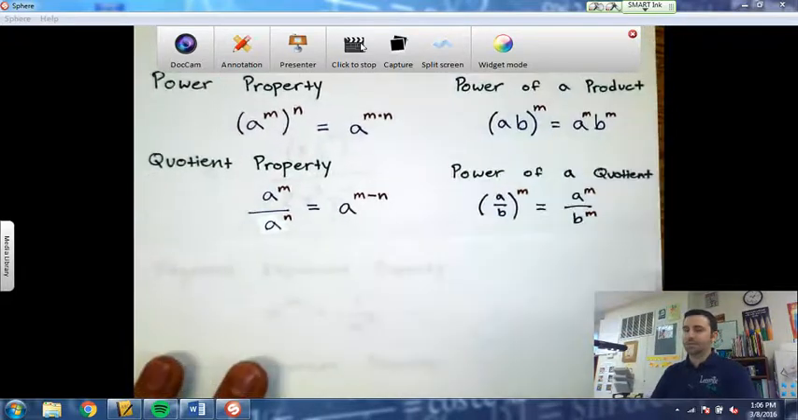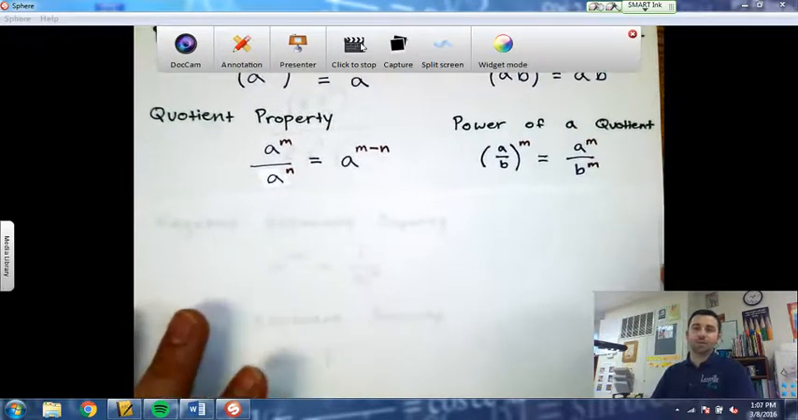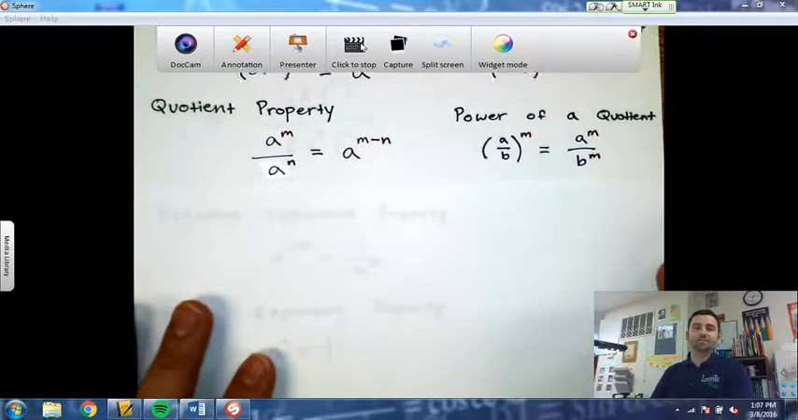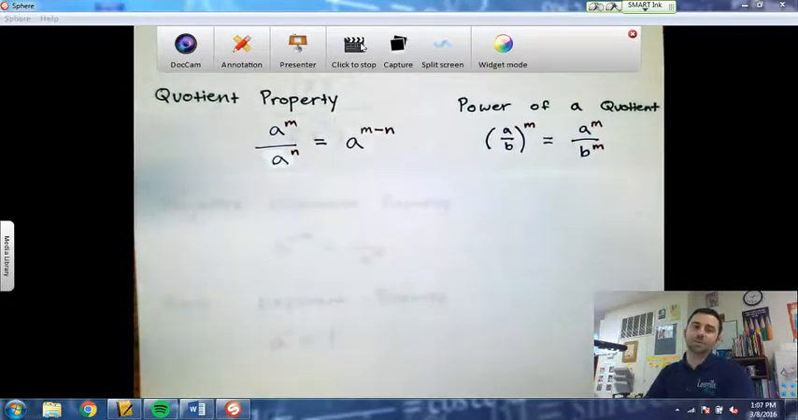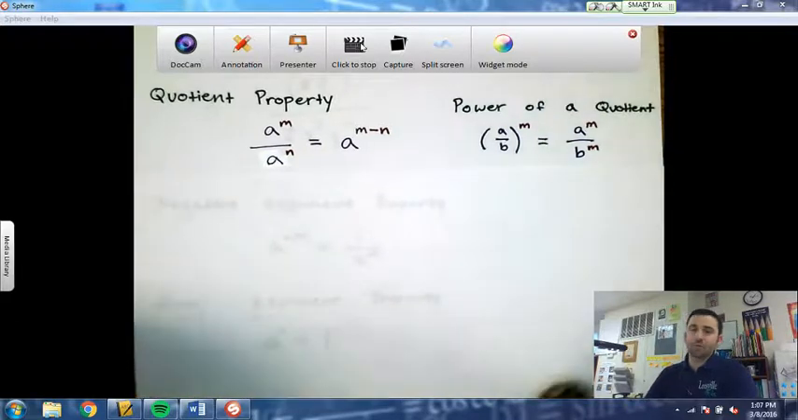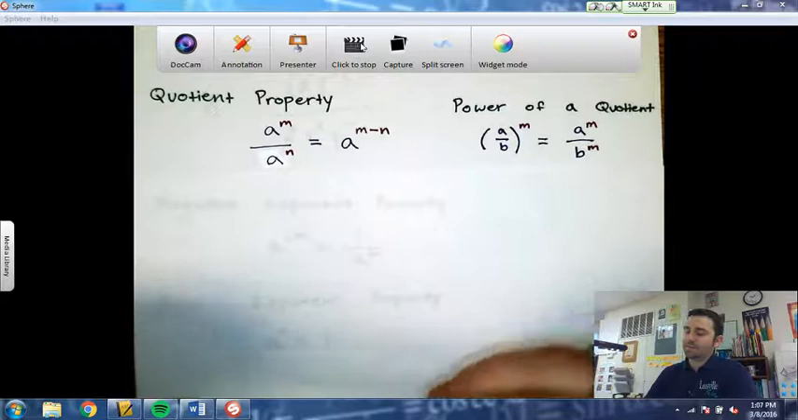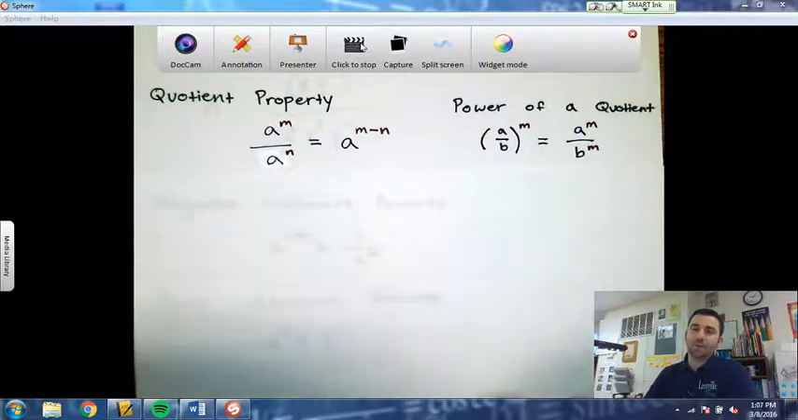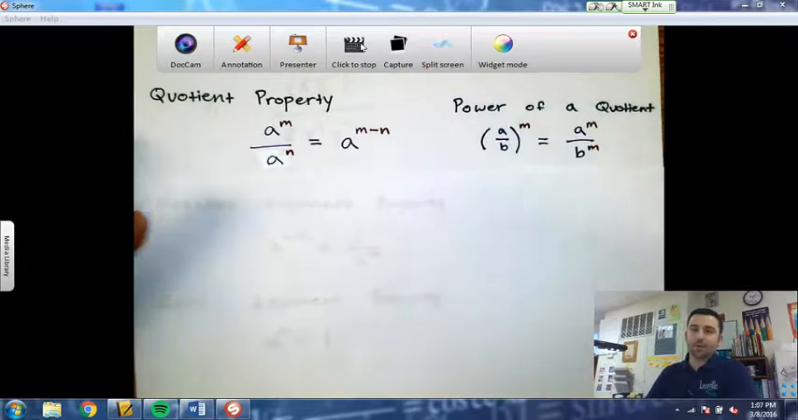The next two that we're going to look at are the quotient property and the power of a quotient. The quotient property tells us if I'm dividing exponential expressions with the same base, that's equivalent to subtracting the exponents. For instance, a to the m divided by a to the n is equal to a raised to the m minus n. Likewise, with the power of a quotient, kind of like the power of a product, if I'm dividing something and then raise it to an exponent, that's like tacking that exponent onto the base of a and b.